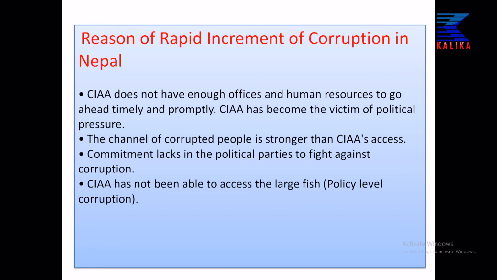Another reason is that the channel of corrupt people is stronger than the CIAA's. The next reason is the lack of commitment in the political parties for fighting against corruption; there is no proper commitment from the political parties. And the next is that the CIAA has not been able to catch the big fish, meaning those who do policy-level corruption at a higher level, sitting in policy positions. These are some of the faults because of which corruption is increasing day by day in Nepal.